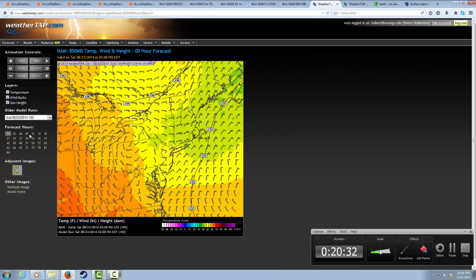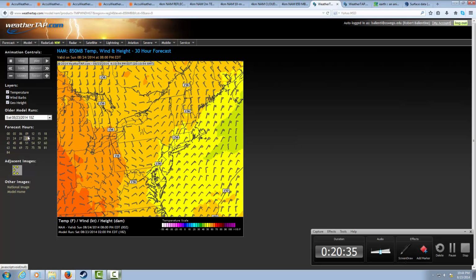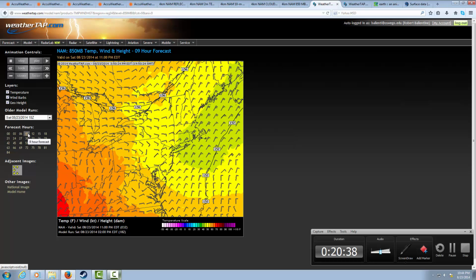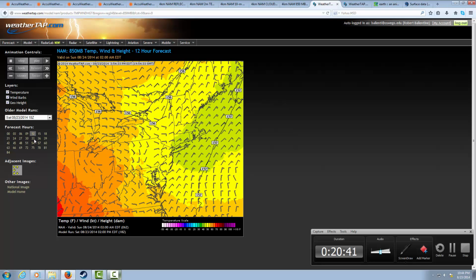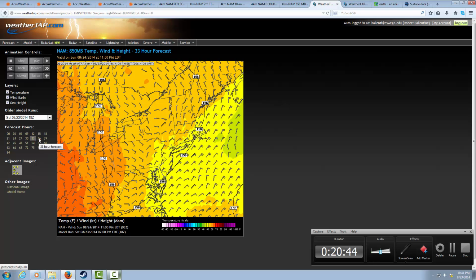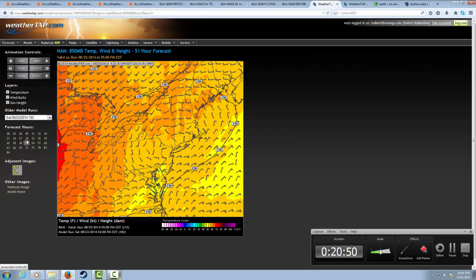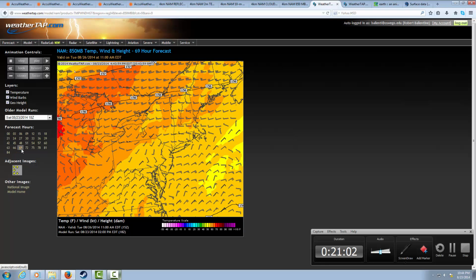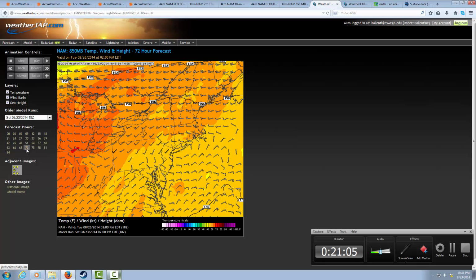So pretty much, let's go to, let's see. Let's try to find 18Z on Tuesday. 12Z, 15Z, 18Z Tuesday. All right. So you see, we have pretty much neutral advection, even with the southwesterly synoptic flow.